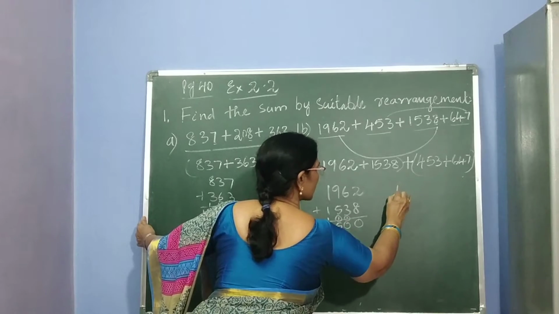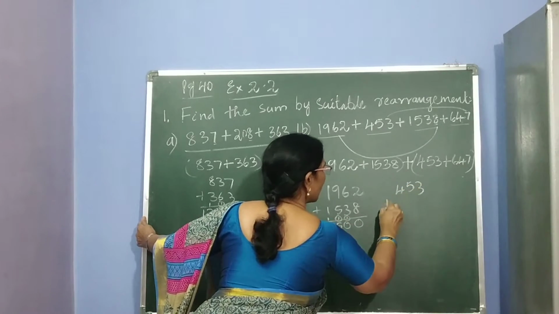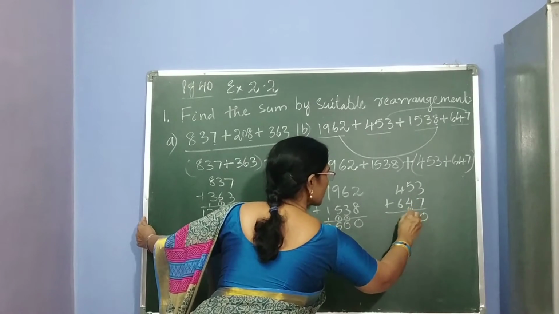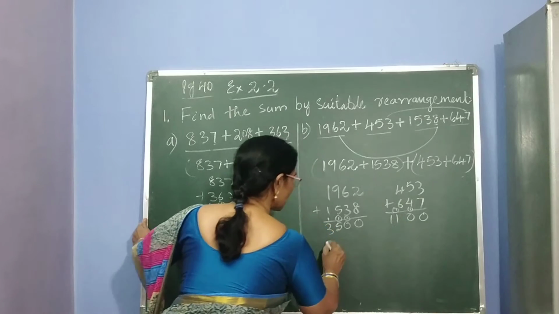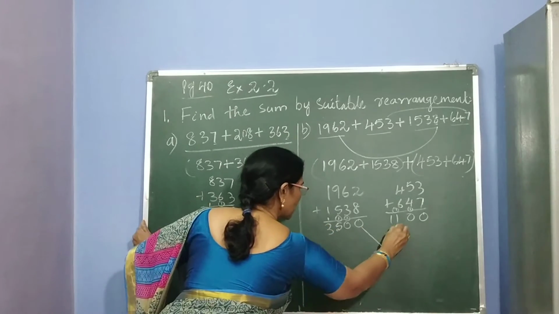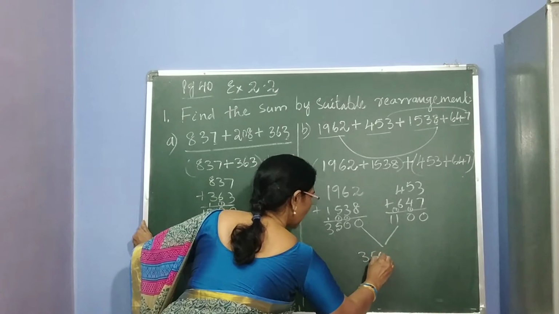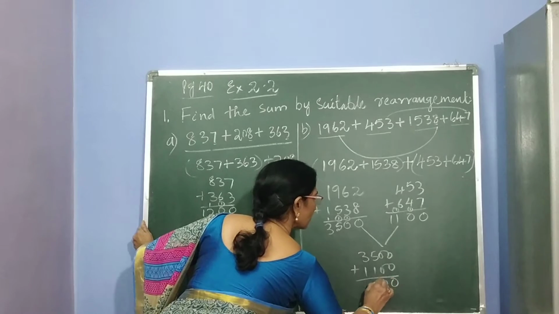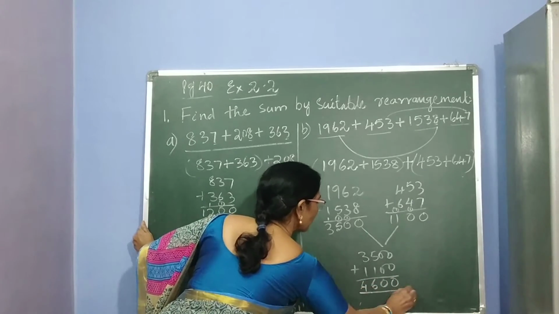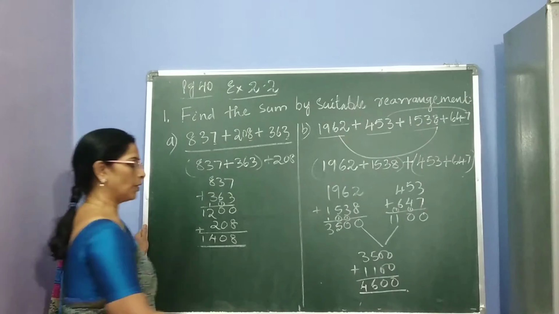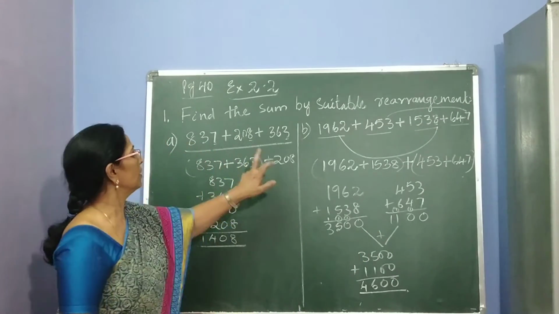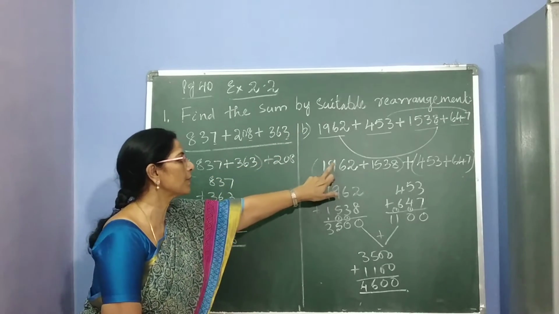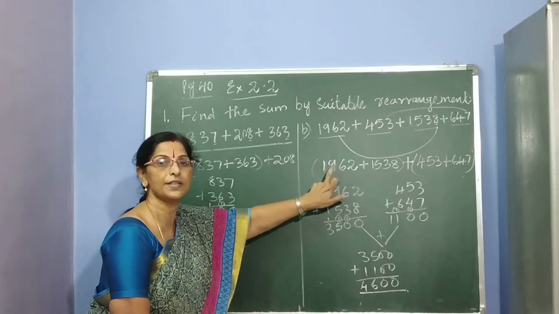Let's add the other two numbers, 453 plus 647. Here 10, here also 10, here 11, so 1100. Now add these two numbers, 3500 plus 1100, which is 4600. Okay children, find the sum by suitable rearrangement. We use the associative property for rearrangement.